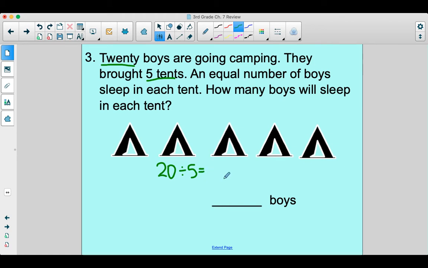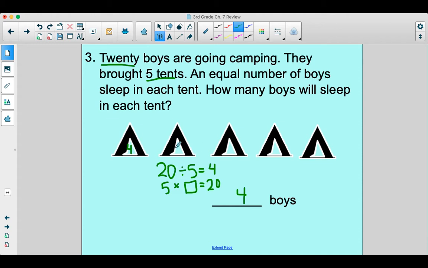So you could count by 5. We could say 5 times a number, and we could just put the missing number right here, makes 20. Some of you probably find it easier to count by 5s to get to 20. So 5, 10, 15, 20, we know that it would be a 4 right here. So 20 divided by 5 equals 4. Right now I'm thinking 4 boys go into each tent, and that seems very reasonable to me.